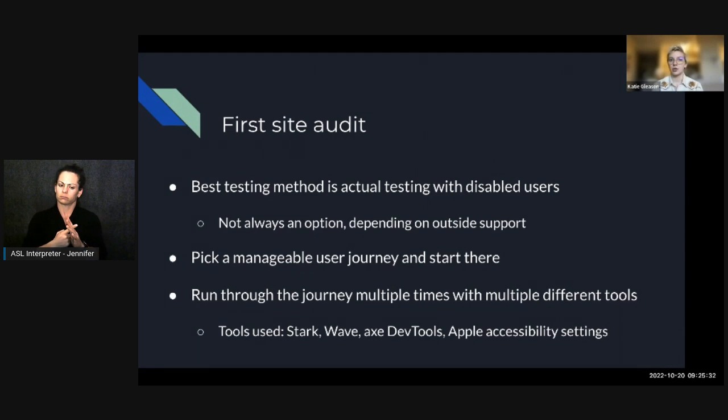And so for our first audit, we identified our main buyer journey, the homepage of our website, and then the plans and pricing page. We wanted to break it into a manageable chunk, because trying to audit an entire website on your first go around is really overwhelming. And to keep ourselves on track, we wanted to be able to take it in bite-sized, manageable chunks.